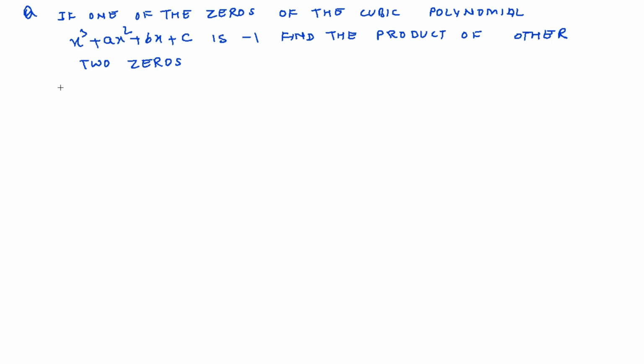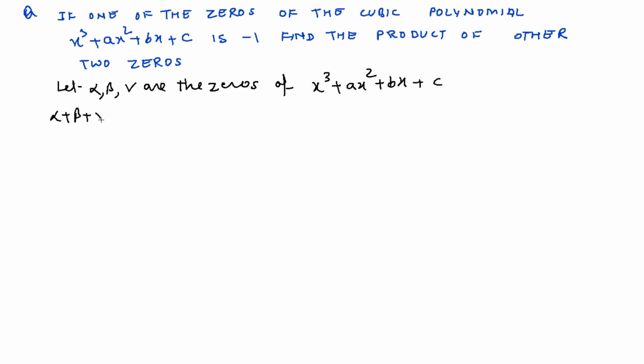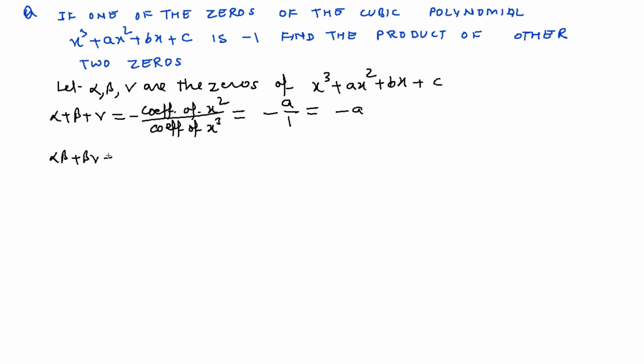It means if alpha, beta, gamma are the zeros of this polynomial, so let alpha be minus 1 and we are to find the product of beta and gamma. Let alpha, beta, gamma be the zeros of the cubic polynomial x cube plus ax square plus bx plus c. So alpha plus beta plus gamma is equal to minus coefficient of x square upon coefficient of x cube, is equal to minus a upon 1, is equal to minus a. And second relationship, alpha beta plus beta gamma plus gamma alpha is equal to coefficient of x upon coefficient of x cube is equal to b upon 1 is equal to b.